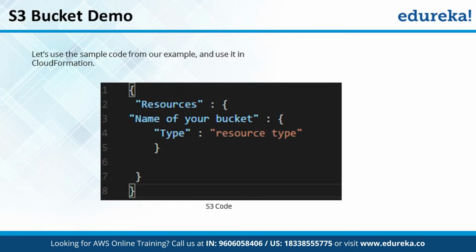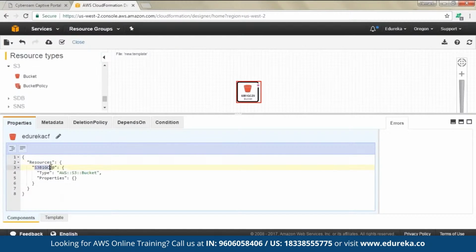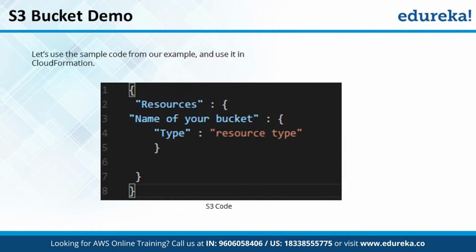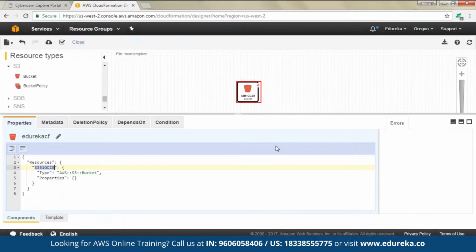So we have resources. Yes, we have resources. We have the name of your bucket part. So basically this is the name of your bucket, and then there's a type wherein you'll be specifying the S3 service. So you have type and you're specifying the S3 service over here. If you want to change the name of the bucket, we can do that over here. Let's specify it as Edureka CF.